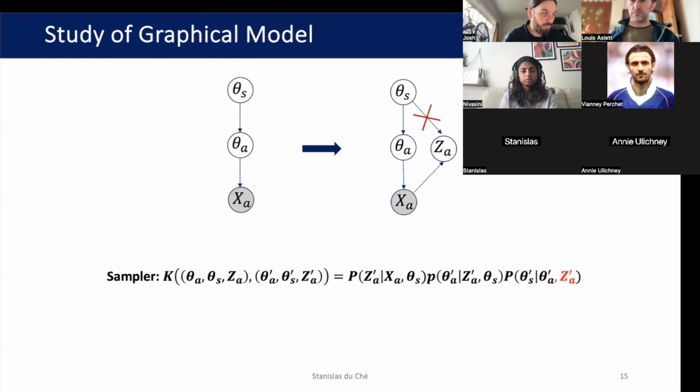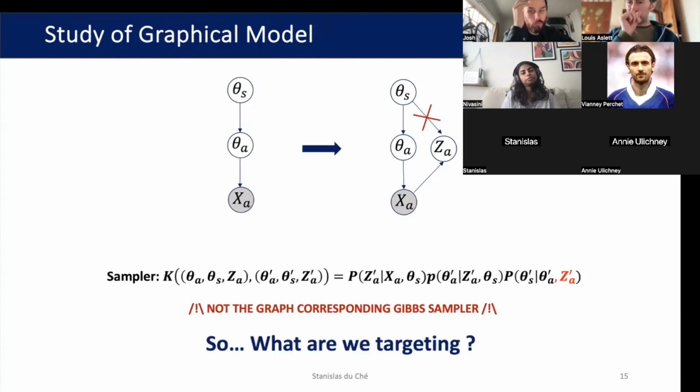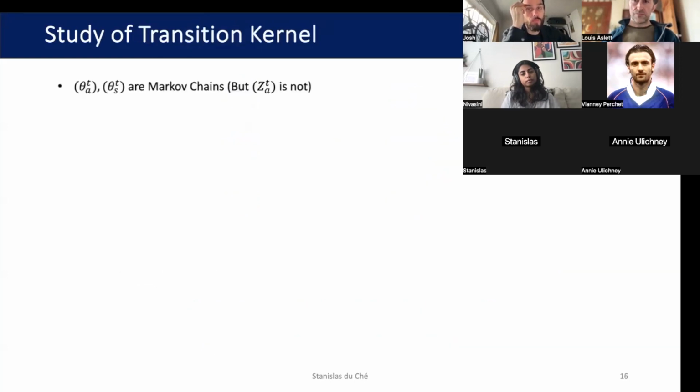This means that we are cutting Z_a, the return Z_a. And so the sampler that we are doing is not targeting the corresponding deep sampler. So using the graphical model, we cannot know what we are targeting. The sampler that we have is not targeting this graphical model posterior. So what is happening? We're going to study instead the transition kernel.